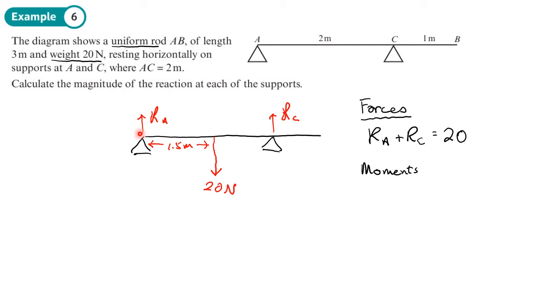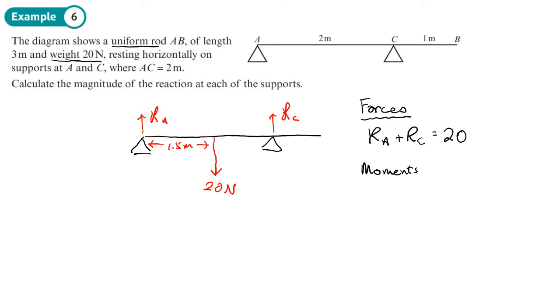So I'm going to choose a pivot point. Now I would suggest you choose point A as your pivot, because if you do that, then the only reaction that's going to appear in your equation is going to be RC, because the distance from here to this force is 0, so it won't appear in the moments equation. Or I could pick C as the pivot point, and then this won't appear in my moment equation, because I'll just have that distance times that force and this distance times that force.